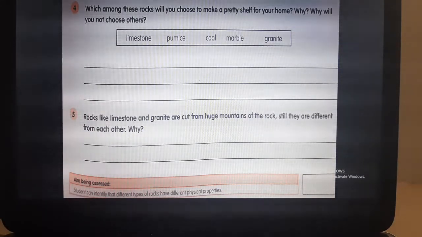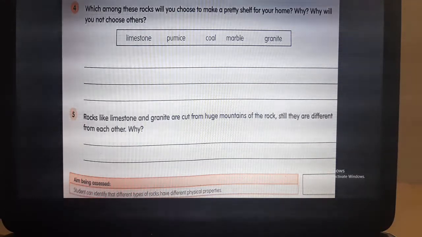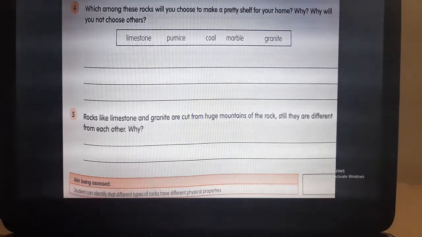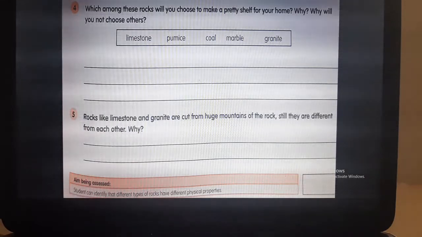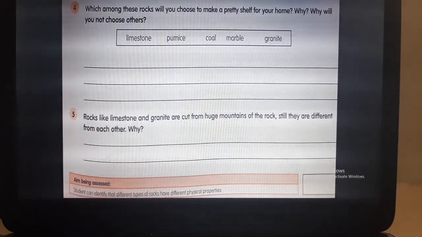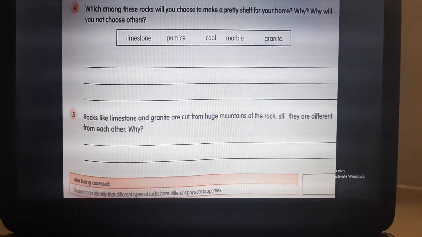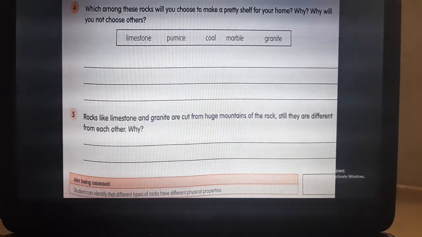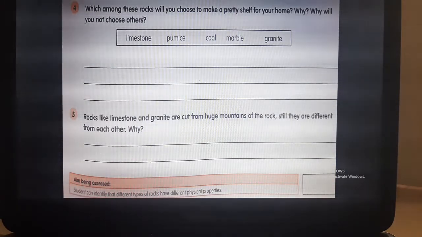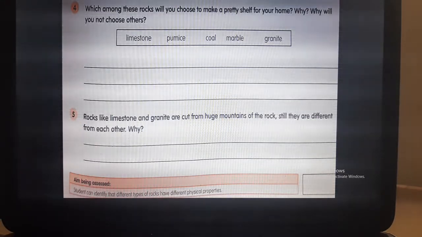Next, question number 5. Rocks like limestone and granite are cut from huge mountains of rock. Still they are different from each other. Why? For this question you have to write your own answer. Read the question carefully, think about it and complete your worksheet. So here we completed our lesson number 1. In the next video we will learn lesson number 2.